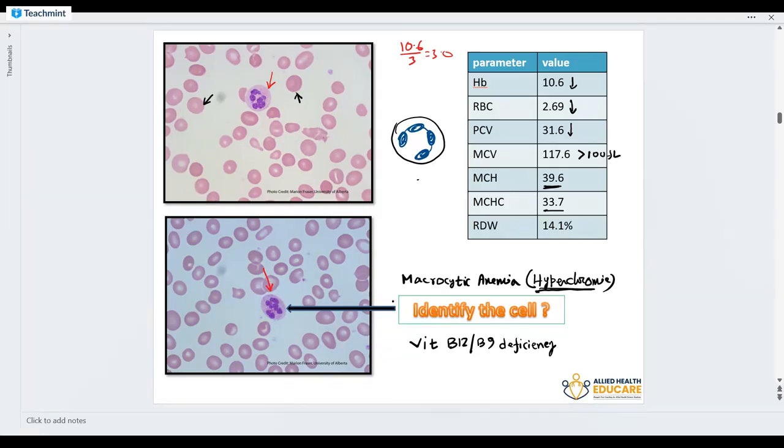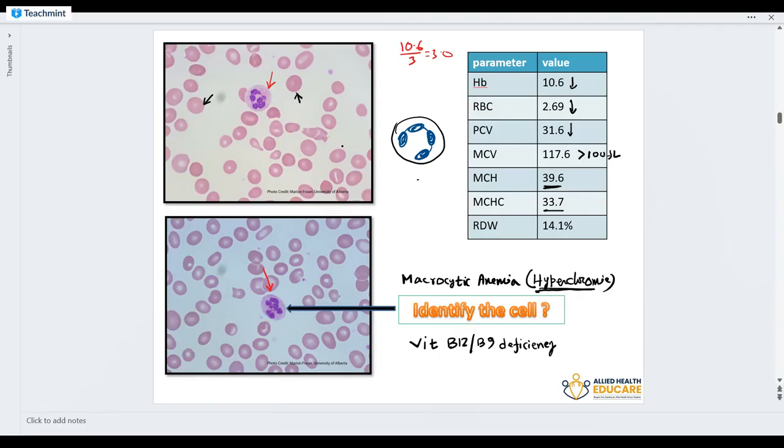And in case of macrocytic anemia, one of the most important or characteristic features is the hyper-segmented neutrophil. In case of a normal neutrophil, you may find a maximum of 3 to 5 nuclear lobes. You know that the nucleus of the neutrophil is a lobular nucleus.